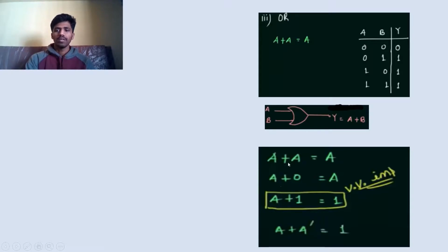So whenever the input is A plus A, consider this B as A, then it will give A output only. For example, 0 plus 0 gives 0 and 1 plus 1 gives 1. And if you add A with 0, then it will give the A input. For example, A is given with 0, 0 plus 0 gives 0 and 1 plus 0 gives 1.